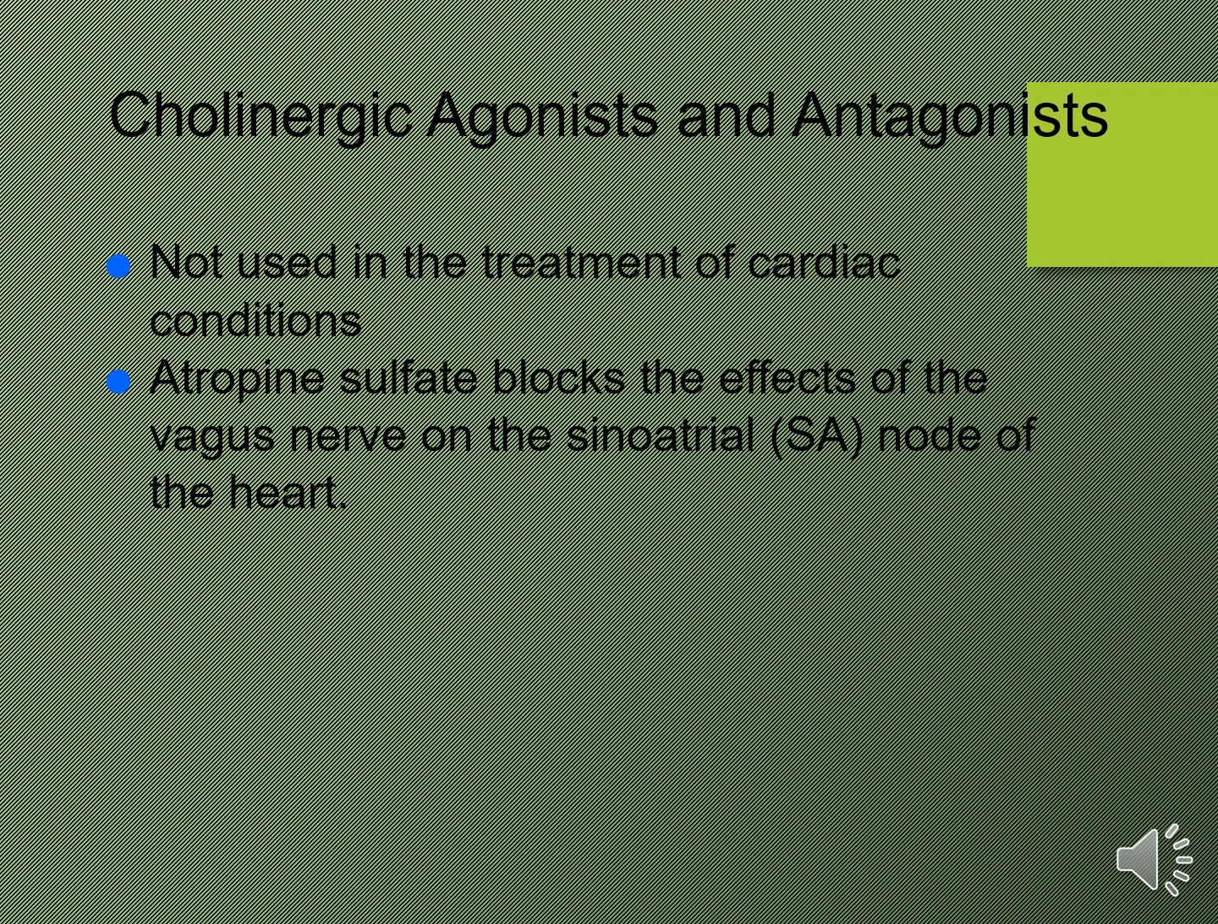Cholinergic agonists and antagonists are not used in the treatment of cardiac conditions. When you're thinking about these, they block the effects of the vagus nerve on the SA node of the heart. Remember back, we talked about this before. The vagal nerve helps to slow the heart rate, so they block that. Atropine is going to help treat bradycardia and increase the heart rate when needed.